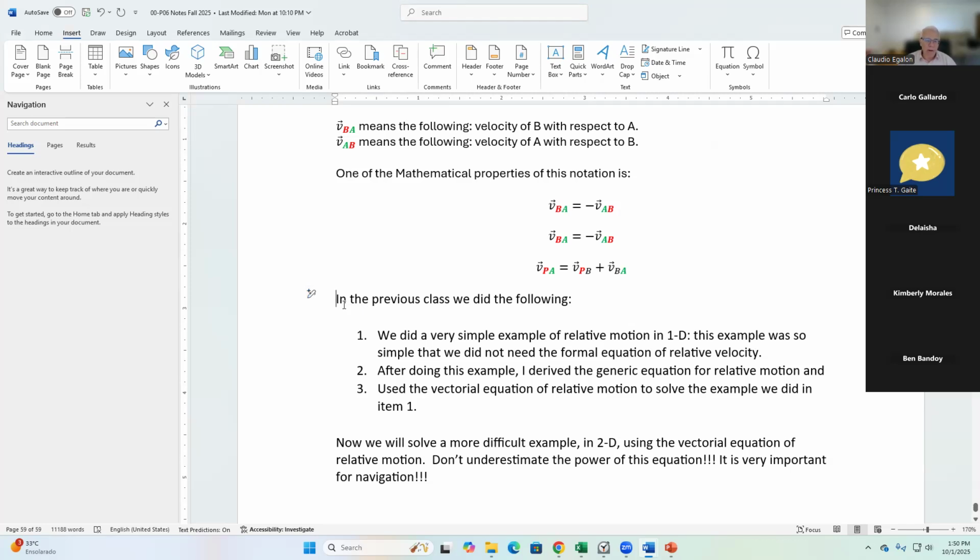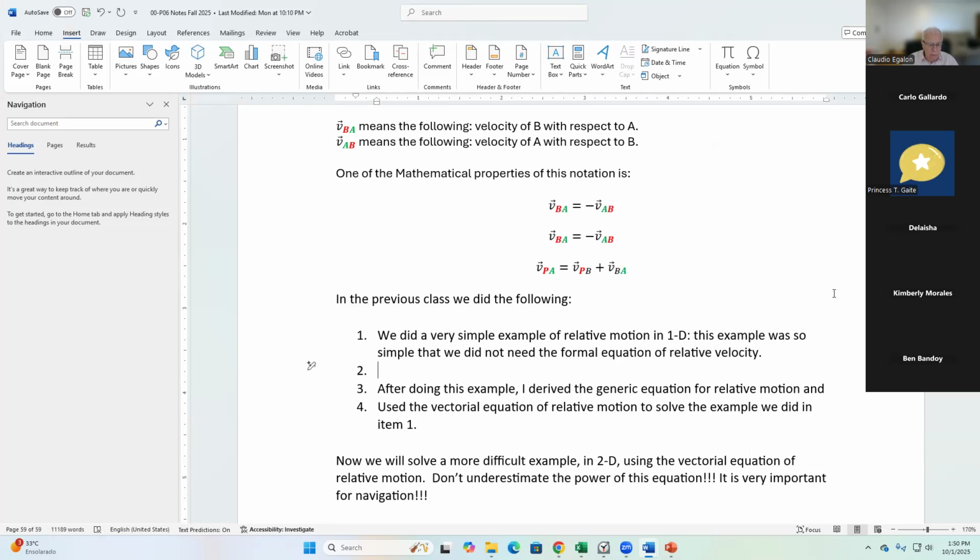Another practical application is the case of a boat that's trying to cross a river. Okay, the boat must also be pointed in the proper direction to cross the river. And we're going to do this example. Okay, so in the previous class, we did the following. We did a very simple example of relative motion 1D. This example is so simple that we did not even need the formal equation of relative velocity. But we did use the relative velocity equation anyway, just to show to you that it does work, right?